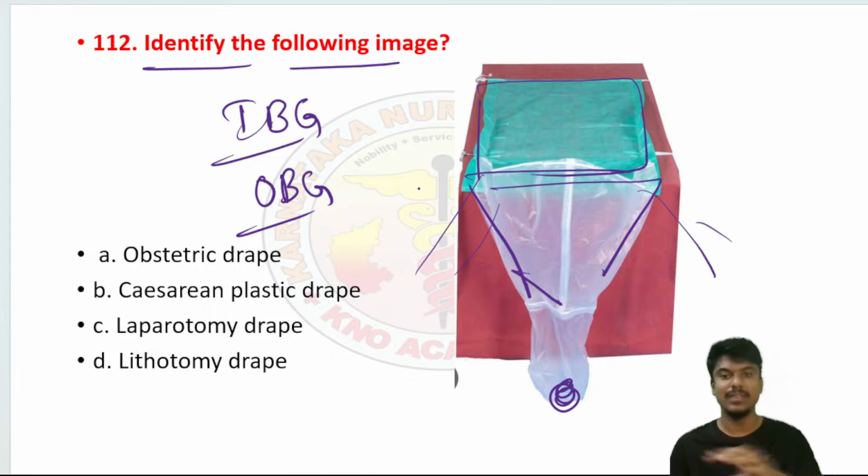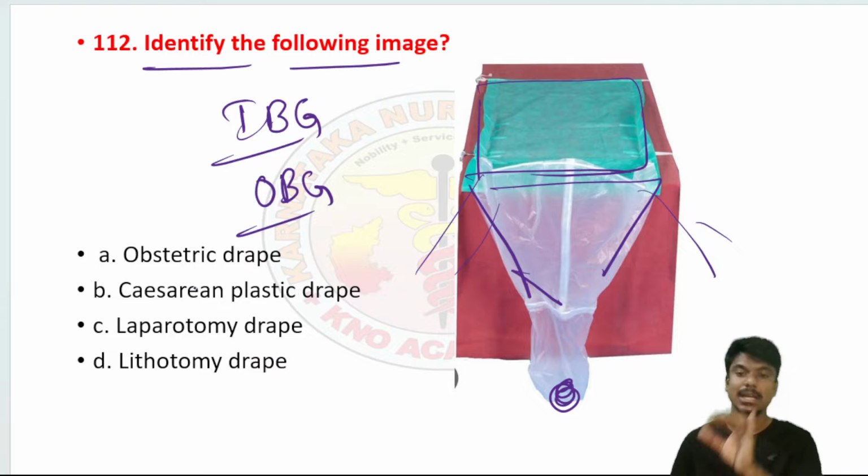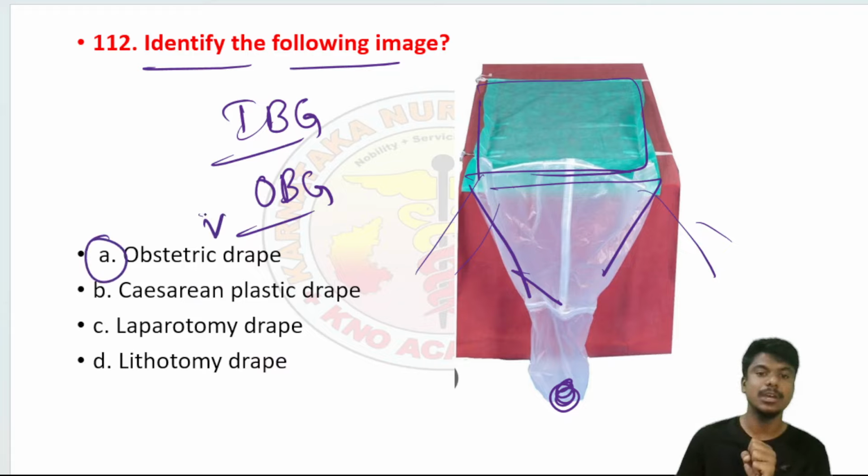Especially it is indicative of a clinical picture. It is indicative that this IBQ is used in the obstetric setup. If you see, that one is the obstetric V shape. Obstetric V shape drape is the right answer.